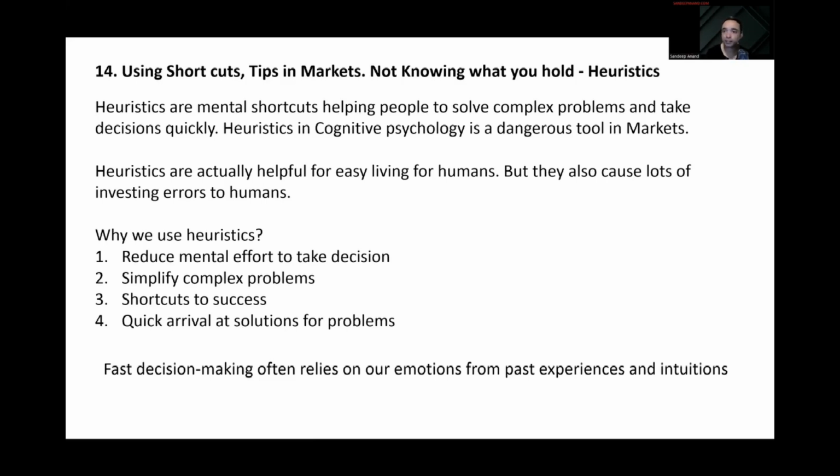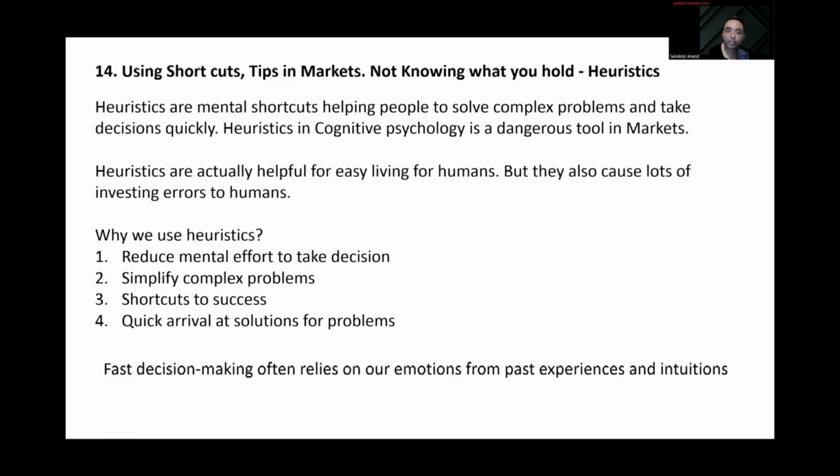Without heuristics, imagine life, right? But it's a dangerous tool in markets. Heuristics are actually helpful for easy living for humans, but they also cause lots of investing errors. Why do we use heuristics? To reduce the mental effort of taking decisions. If we had to take a decision at every point of driving or anything we do in life, we would not be able to complete any task.